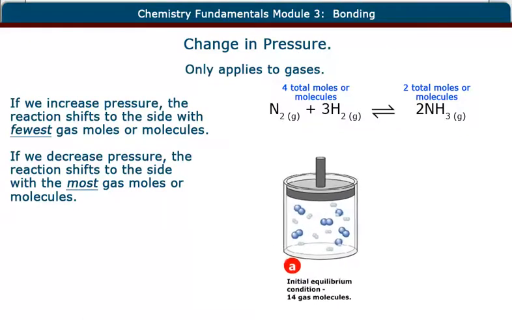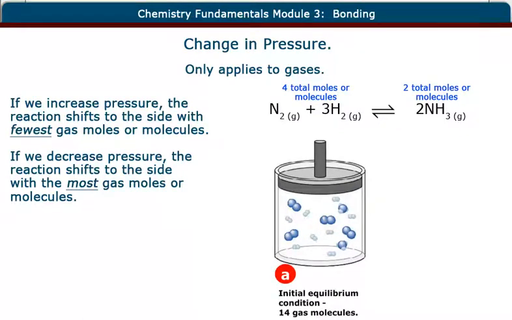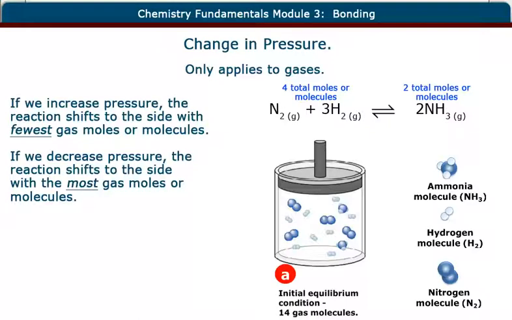Now, let's demonstrate using this closed cylinder where this reaction takes place. Note this cylinder is filled with nitrogen, hydrogen, and ammonia molecules. Notice at initial equilibrium, there are 14 total molecules in the cylinder. Go ahead. Count them.